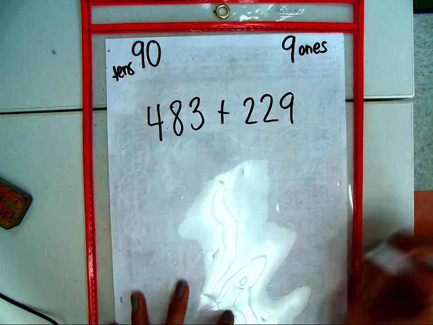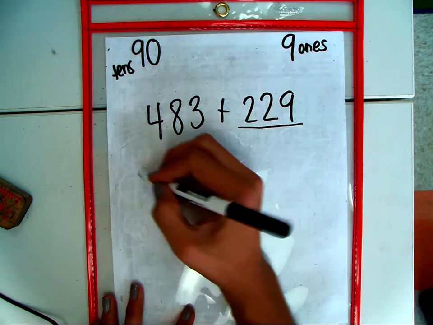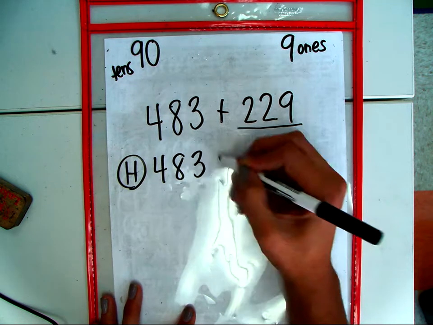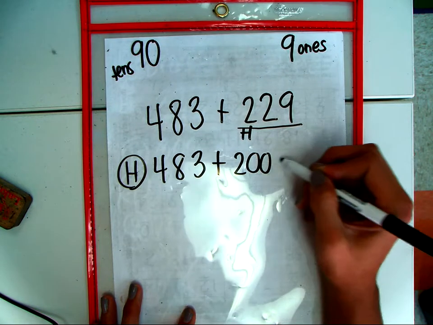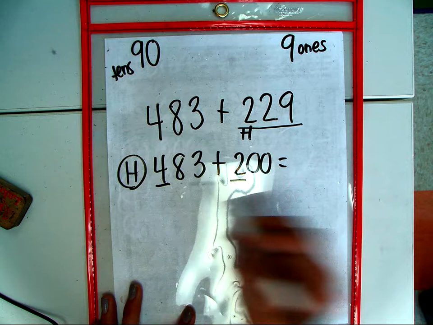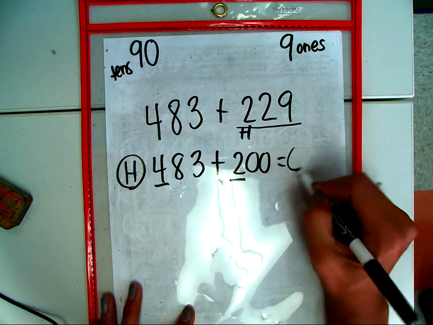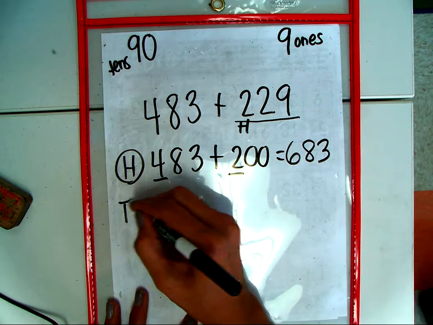Okay, I'm going to start with the first strategy. I'm going to break up one addend. So I'm going to start with my hundreds. 483 plus, I'm adding the hundreds. That means only the hundreds place is going to change because of the zeros. 400 plus 200 is 683.